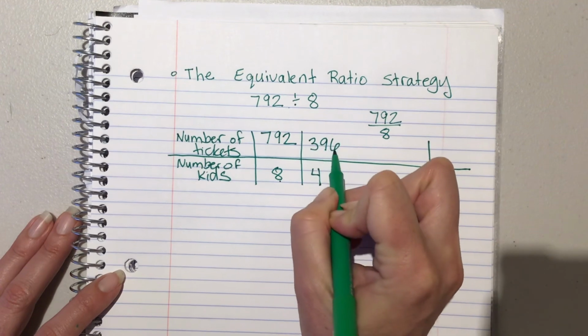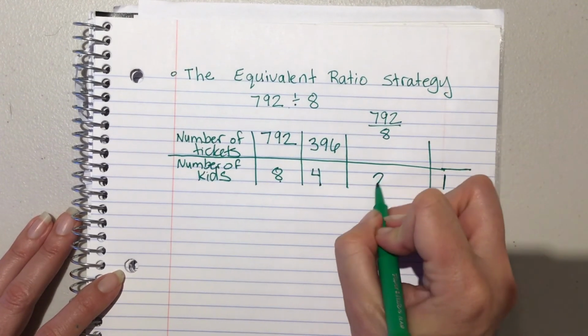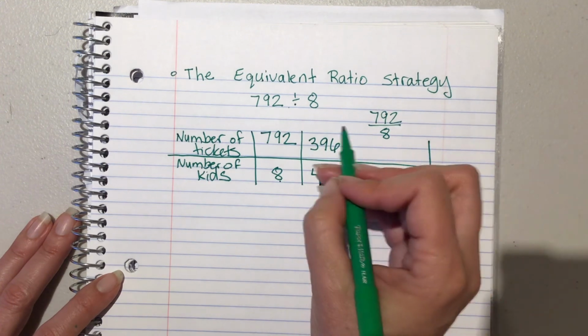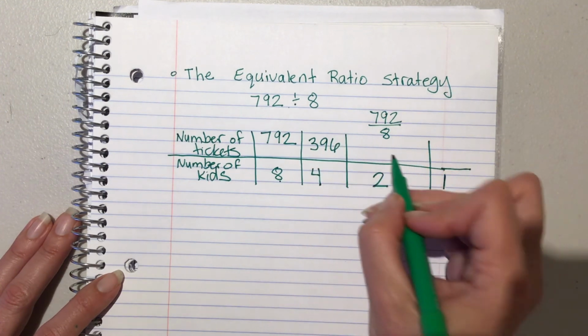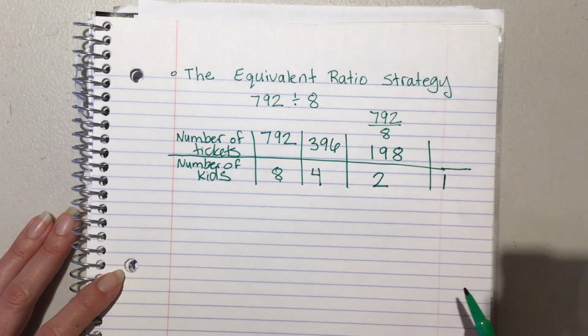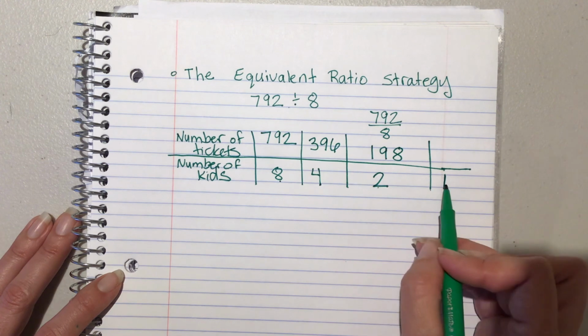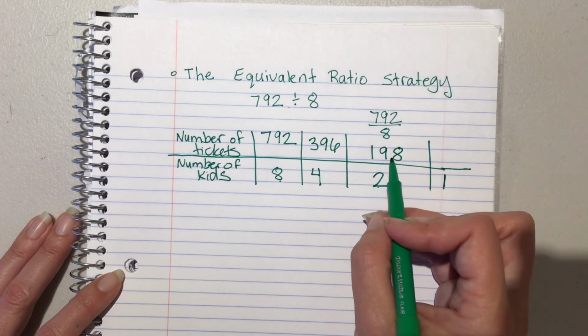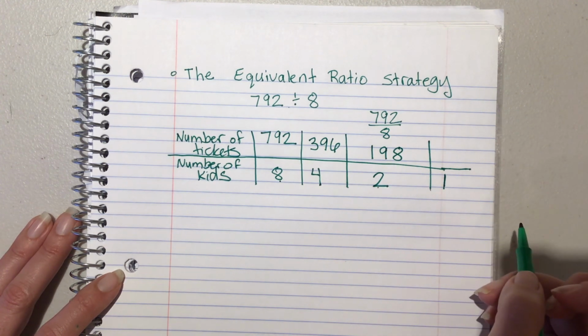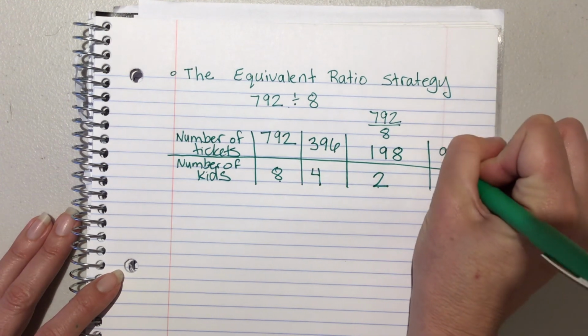Believe me, it's true. Then I'm going to half the 4, and I'm going to get 2. I'm going to half the 396, and I got 198. Believe me, it's true. And then, if I half the 2, I get 1. If I half the 198, you know what we get. 99.